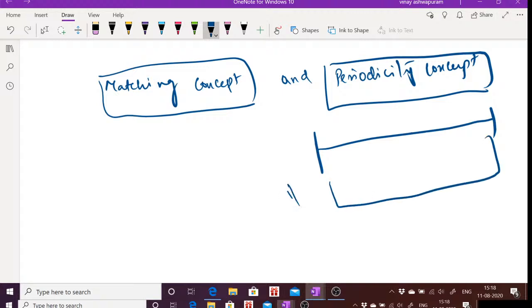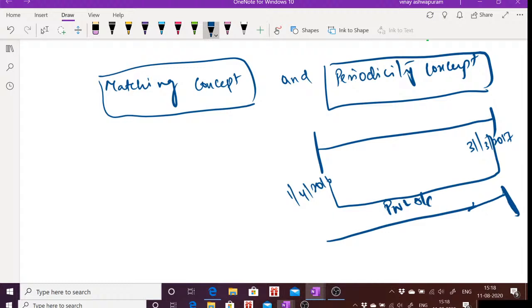Means if I started on 1/4/2016 to 31/3/2017, whatever happened this year, if it happened, you have to consider it when you're writing your P&L account. And at the end of the year, I'm not writing a line here, you have to show your position.